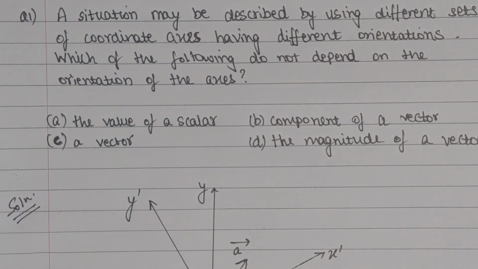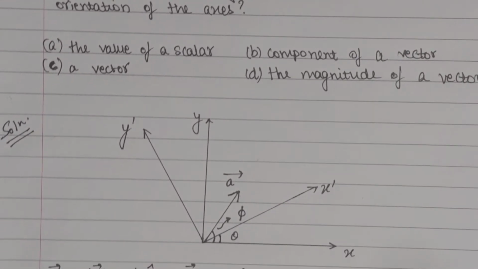Hi guys. So the question here says, a situation may be described by using different sets of coordinate axes having different orientations. Which of the following do not depend on the orientation of the axis? Now let's check each option one by one.